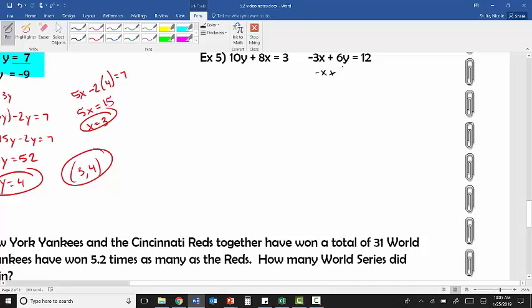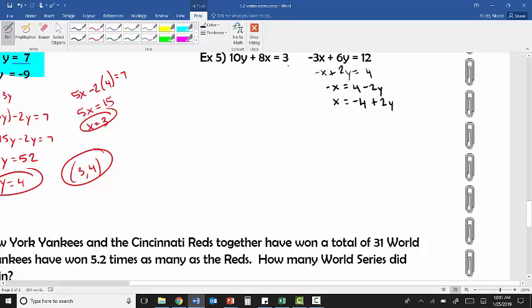Instead of 6, 6 divided by 3 is 2. Instead of 12, 12 divided by 3 is 4. So I just went through and divided, divided, divided. So this is my new equation. And then what I'm going to do is I'm going to subtract 2y from both sides. Then I'm going to divide everything by negative 1. So I get a negative 4 and a positive 2y.